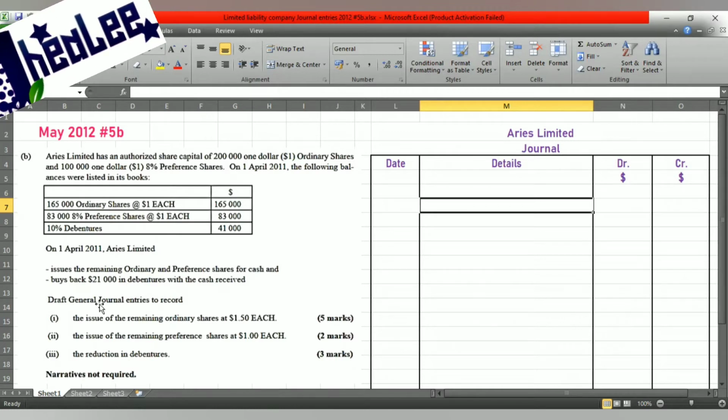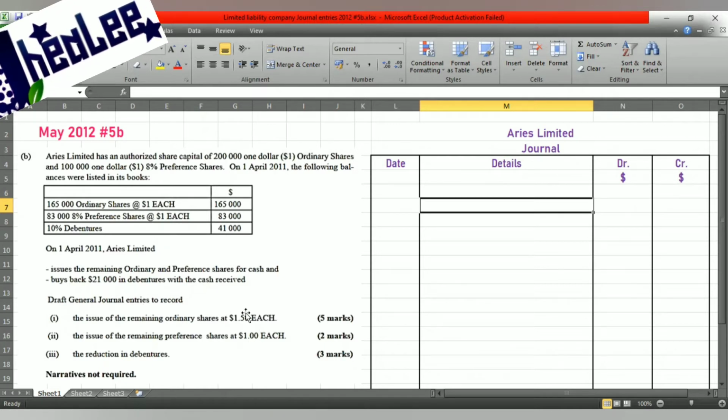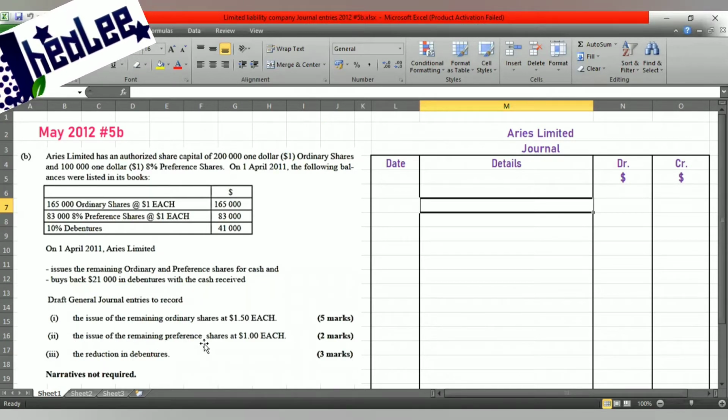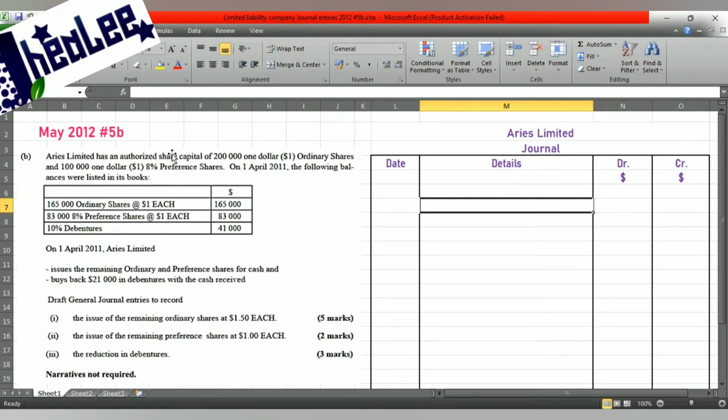What are you required to do? Draft journal entries to record one, the issue of the remaining ordinary shares at $1.50 each. So you notice that it is being sold for more than its nominal value. The nominal value is $1. It is being sold for $1.50. So there and then we know that there is share premium. Two, the issue of the remaining preference shares at $1 each and three, the reduction in debentures. So those are what are required for the question, which was taken from May 2012, number 5B.